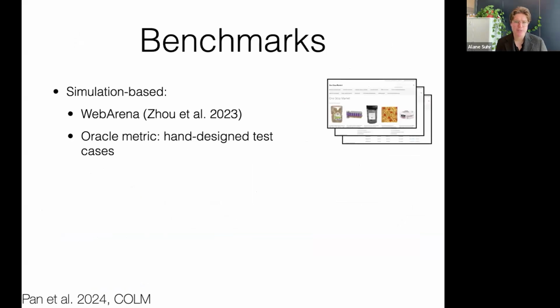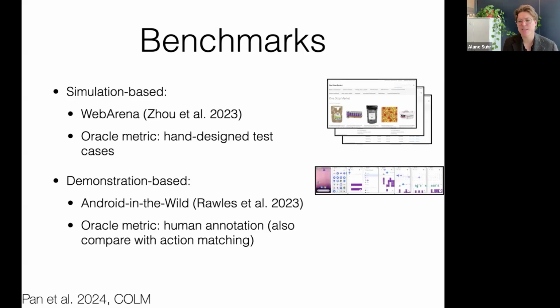So we explore a couple different benchmarks, simulation-based benchmarks like WebArena, where, again, our Oracle metric is a hand-designed test case, as well as demonstration-based benchmarks like Android in the Wild, where we have human demonstrations of instruction execution. And the Oracle metric here that we want to compare against is human annotation, where we actually personally have to go in and do qualitative analysis of whether an instruction was correctly executed by our agent or not.